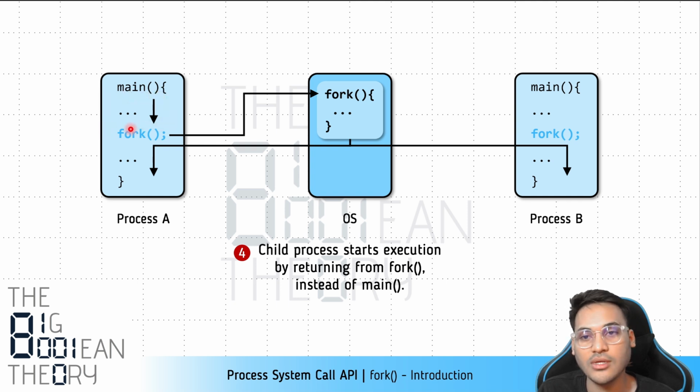There is a piece of code before fork that would be executed infinitely many times, because we are creating an infinite number of child processes. So all of this we do not want. This is not the intended behavior.